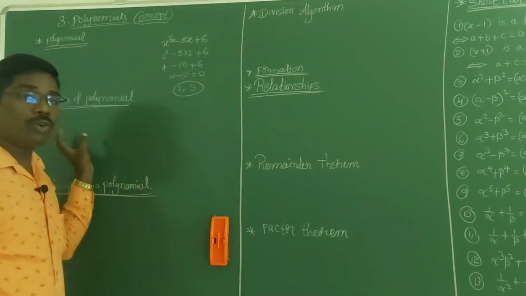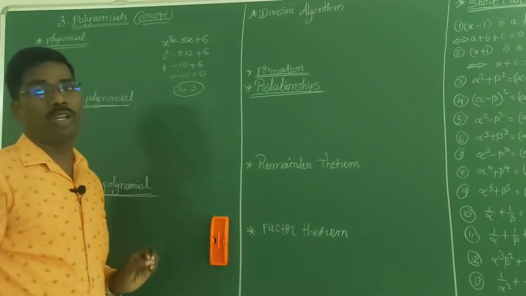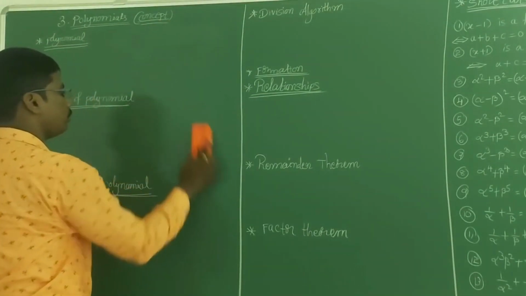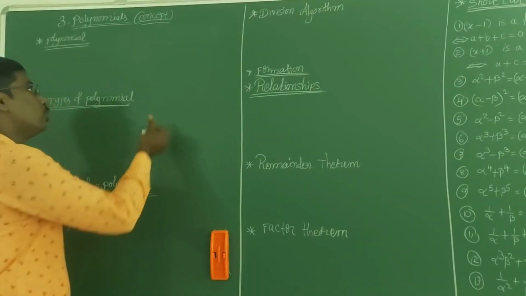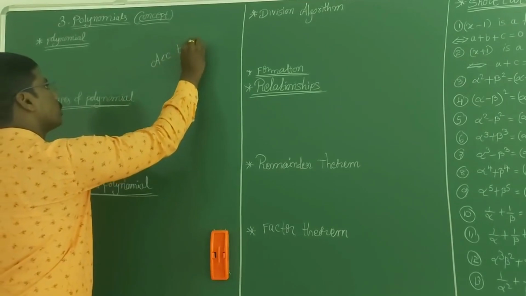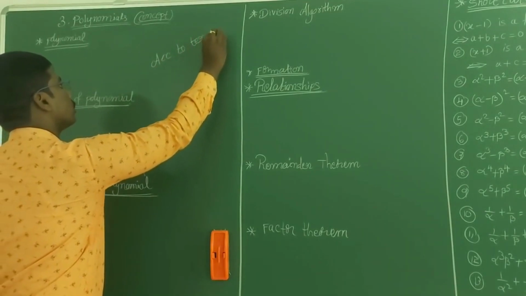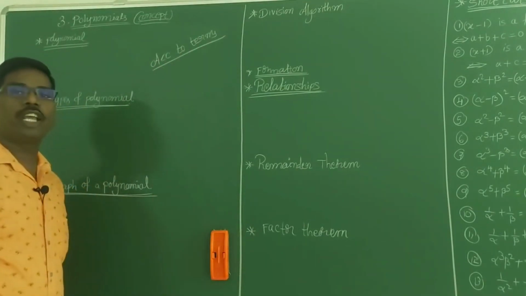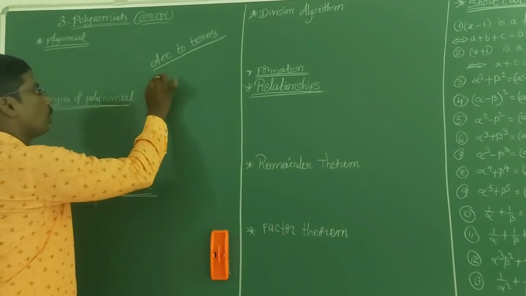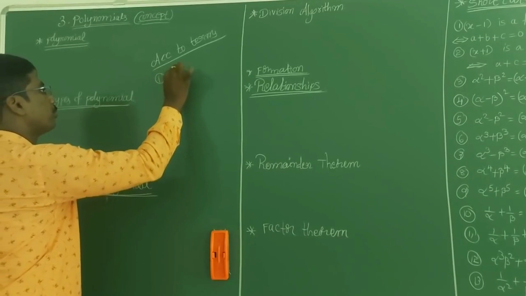Now we are going to discuss types of polynomials. According to terms, polynomials are of three types. One is monomial.